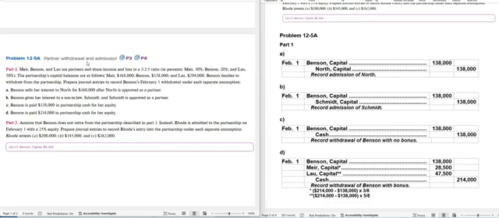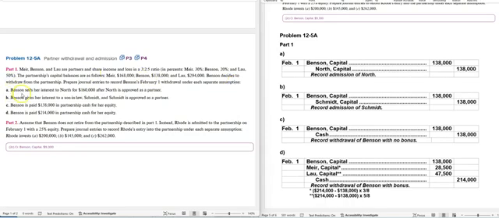If Mayor, Benson, and Lau are partners and they share income and loss based off their partnership agreement, they have agreed a 3-to-2-to-5 ratio. Mayor gets 30% of income, Benson gets 20%, and Lau gets 50%. The partnership's capital balances as of this date are Mayor $168,000, Benson $138,000, and Lau $294,000. Benson has decided to withdraw from the partnership. So we're going to prepare journal entries to record Benson's withdrawal under some separate assumptions.